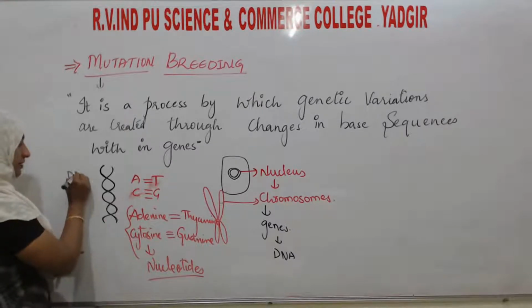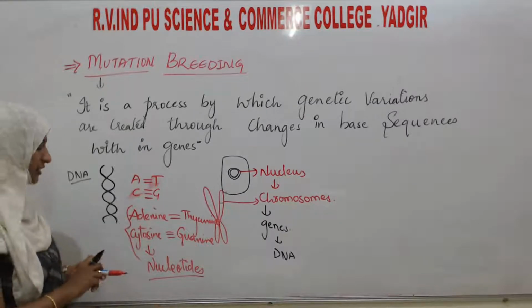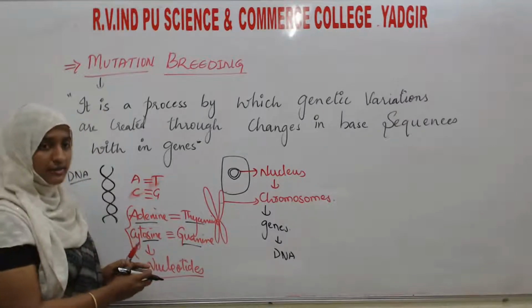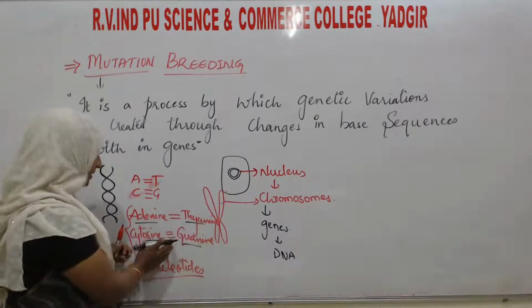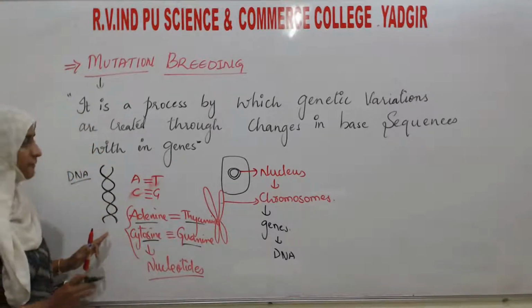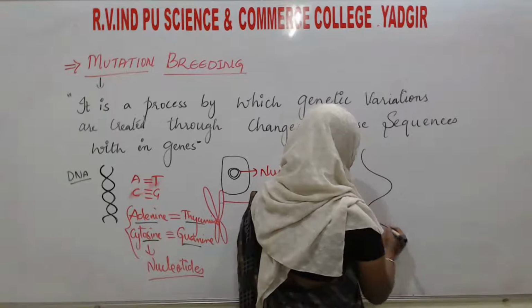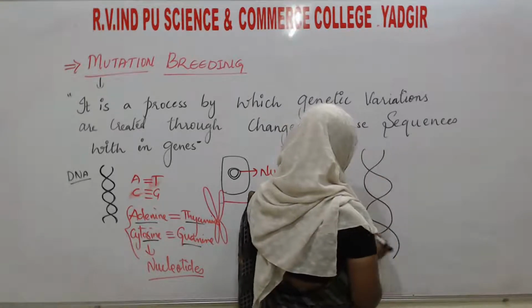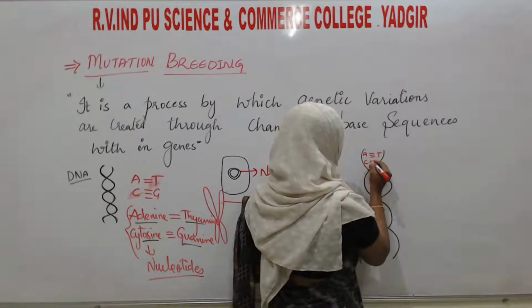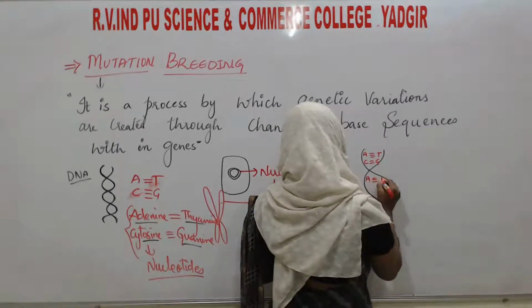So whatever the DNA is, deoxyribonucleic acid, it is made up of nitrogen bases that pair with one another. These are the base pairs of the DNA. See here, adenine always pairs with thymine, cytosine pairs with guanine. In this DNA structure, for example, this is the DNA double helix structure. Here, adenine pairs with thymine, cytosine pairs with guanine. In this way the pairing takes place.